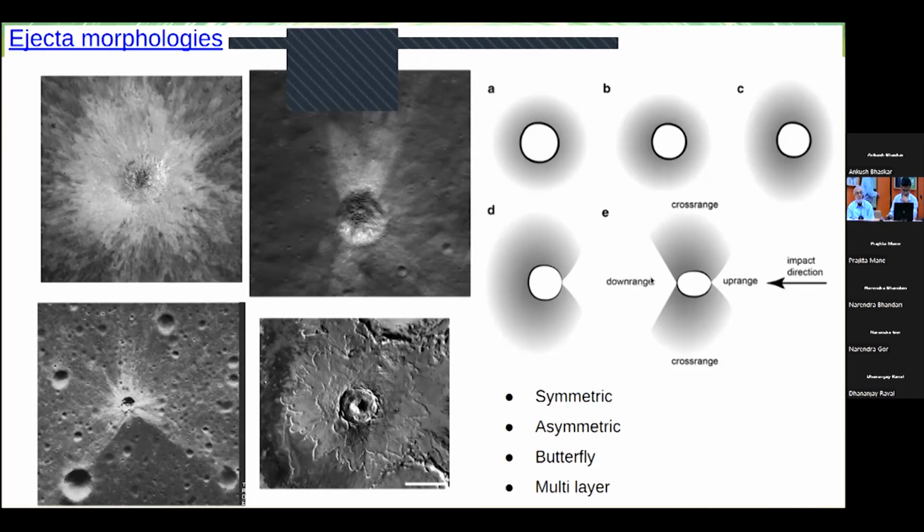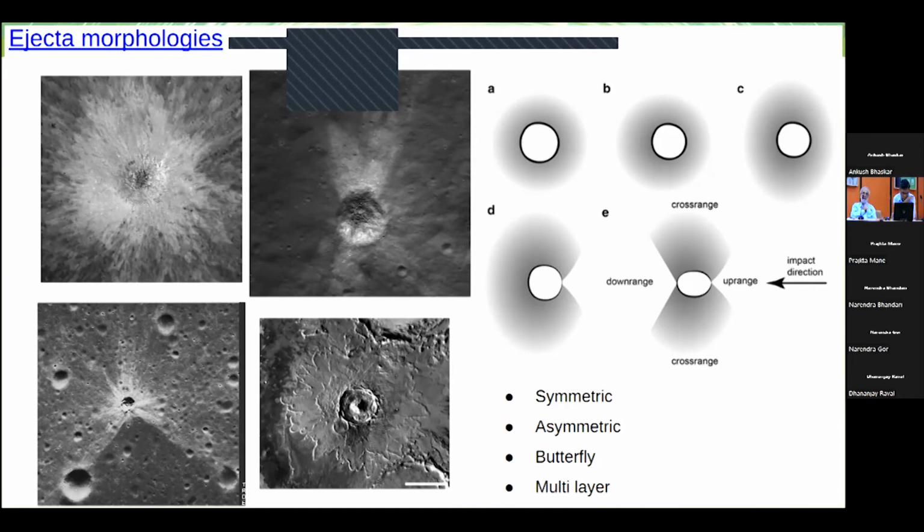We don't understand exactly how they form. Some understanding we have gained, but a lot of parameters matter, mostly impact angle. How oblique is the impact? Suppose it comes in perpendicular, then you will mostly have uniform ejecta, but highly oblique impacts can form this type of butterfly, and very highly asymmetric ejecta. So that's what we can look at on these lunar craters, where ejecta are very well preserved, and study the dynamics.